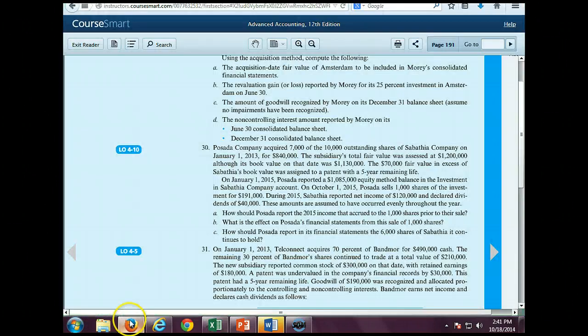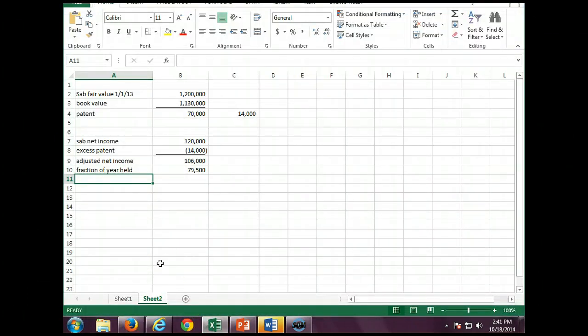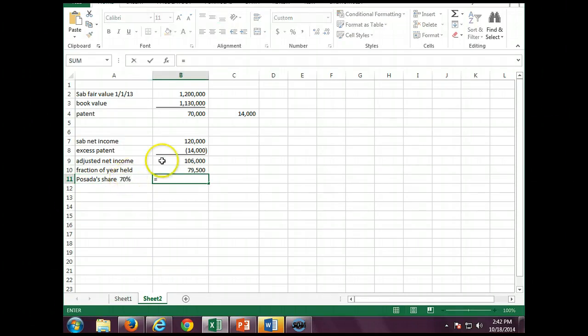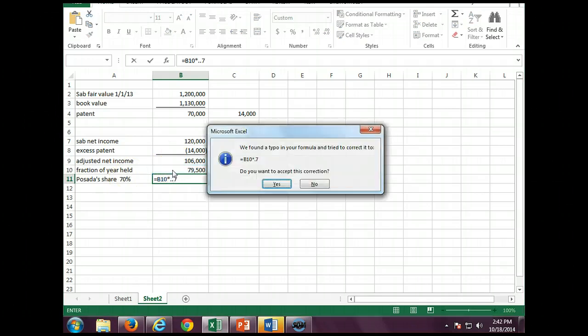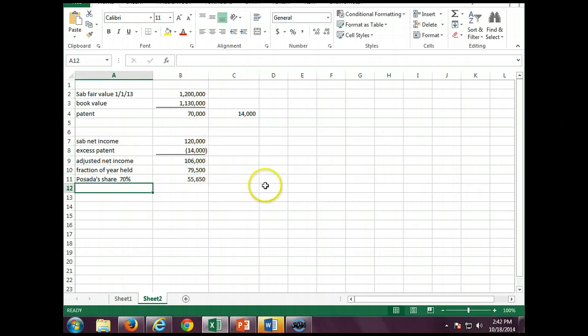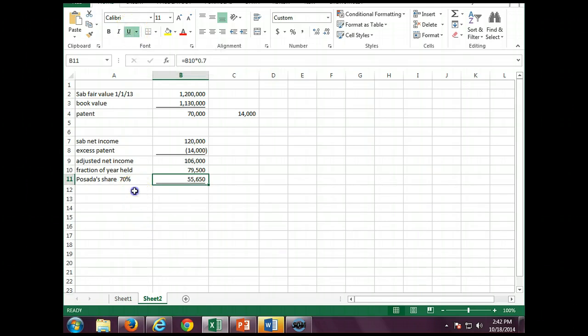What is our share of ownership? 70%. So 70%, Posada's share at 70%, is going to be $55,650, right? Yeah.